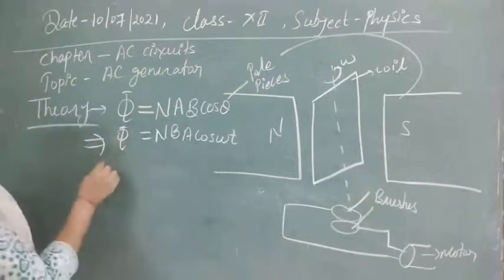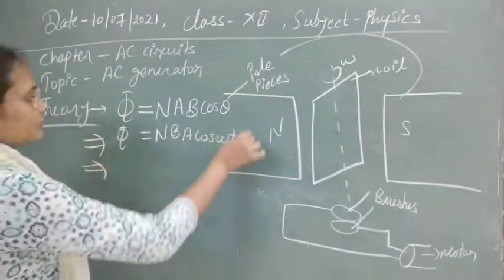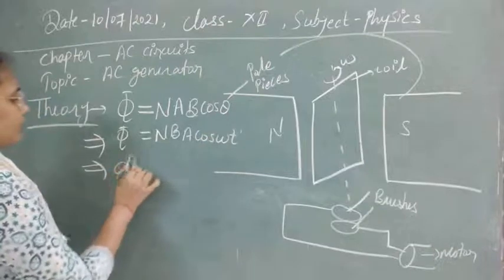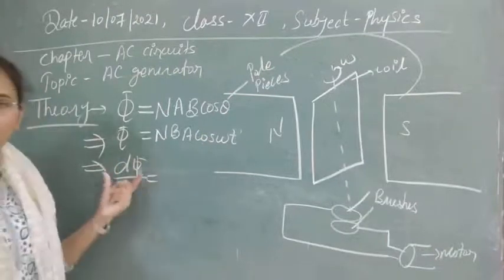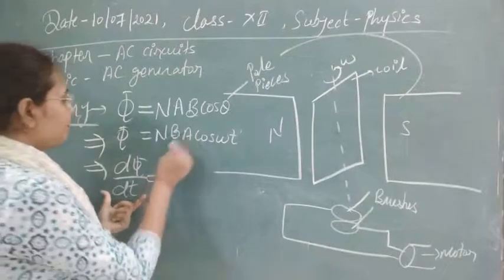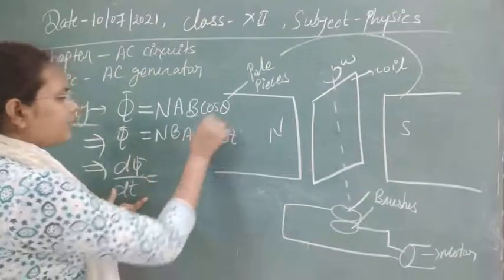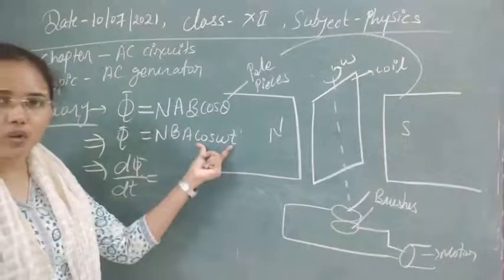Now, as this term is changing with time, the flux will change with time. So we can calculate the change of flux with respect to time. This will be given by differentiating this factor, cos omega t.